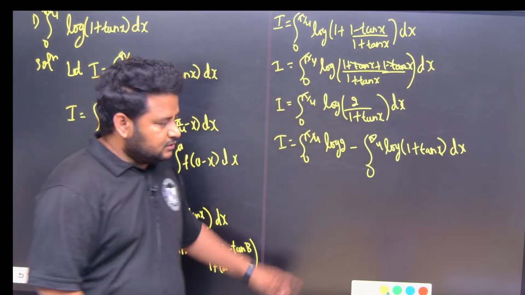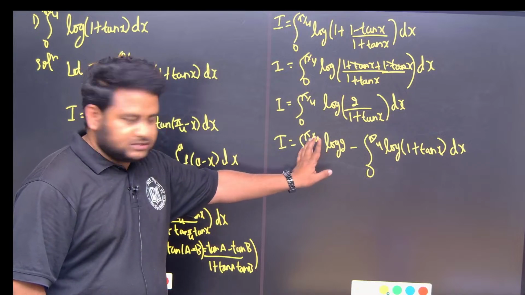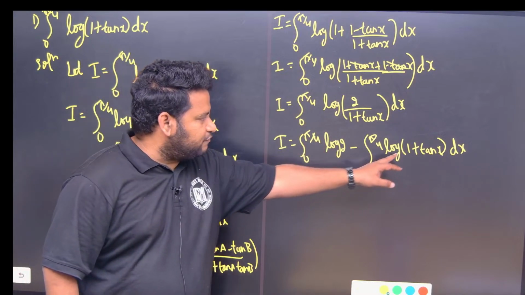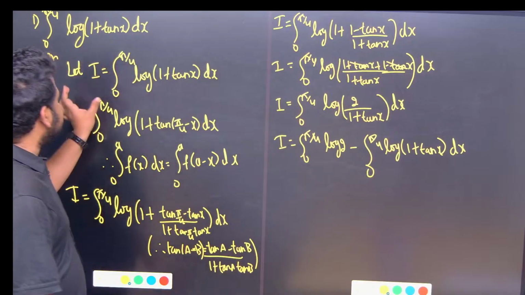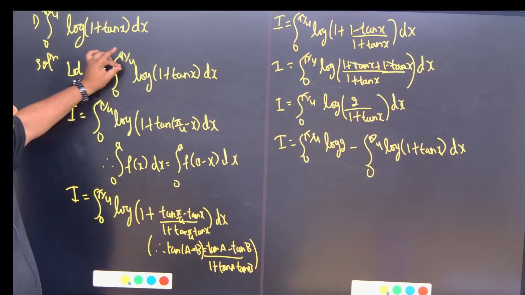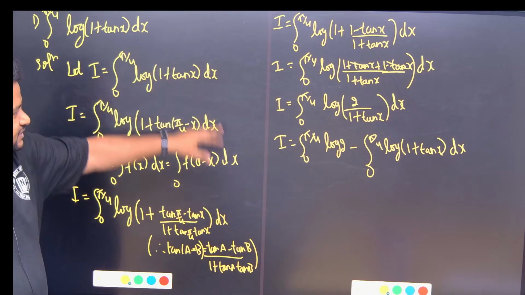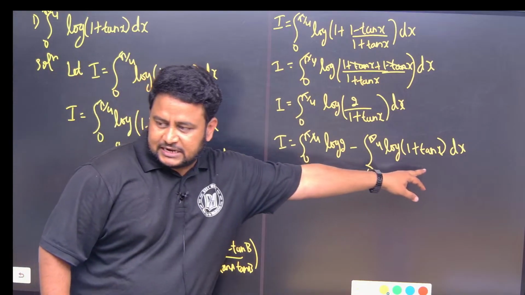Now see here, 0 to pi by 4, log 2, this is fine. 0 to pi by 4 log of 1 plus tan x, this is what the question says. That is what I told. I is equal to integral from 0 to pi by 4 of log of 1 plus tan x dx. Here also, 0 to pi by 4 log of 1 plus tan x dx. It is the same thing.